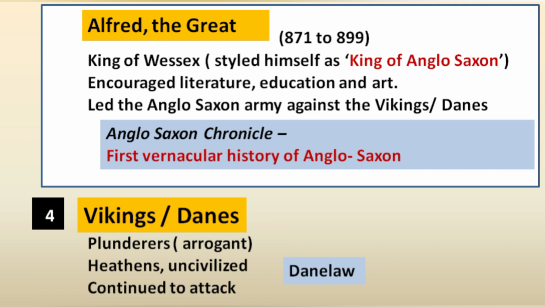A very important work which is attributed to Alfred the Great is the Anglo Saxon Chronicle. This is a work which he ordered to be written, in which the history of the Anglo Saxons is well recorded. After the period of King Alfred, we find the Danes and the Vikings continually attacking Britain again and again, and they were not ready for a peaceful coexistence. They were plunderers, they were heathens, and they were very uncivilized. They continued to attack the land.